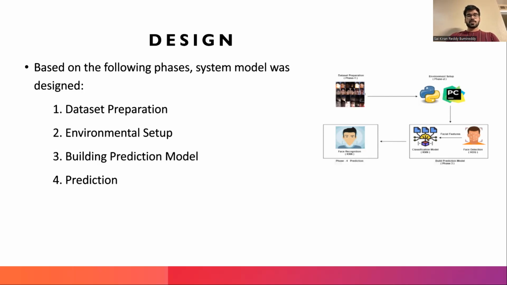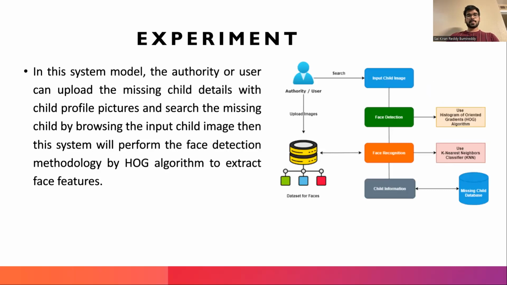Coming to the experiment, here the authority or user can upload the missing child details with the child image, and they search the missing child by browsing the input child image. Then the system will perform the face detection methodology, the HOG algorithm, to extract face features. Thereafter, these features will be fed into a KNN classifier for missing child identification, and then obtain the child information from the missing child database.